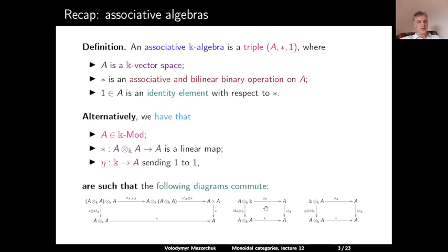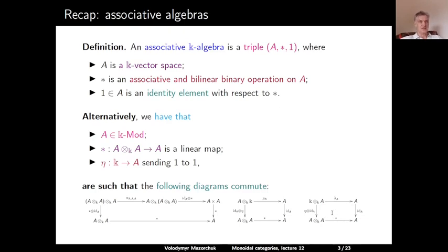And then we have the left and the right unitors. So for the right unitor, we start from A tensor over K with K. We apply rho A to go to A. Alternatively, we apply eta for the second argument to go to A tensor A. And then we apply the operation, and we end up in A. And this diagram should commute. And we have a similar diagram for the left unitor. So this summarizes the notion of an associative algebra.